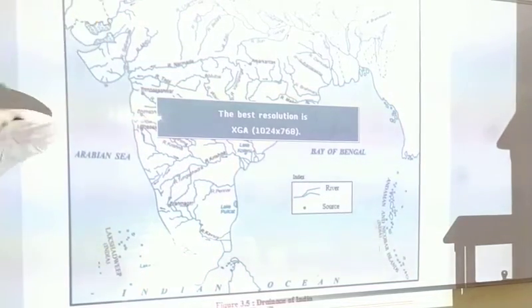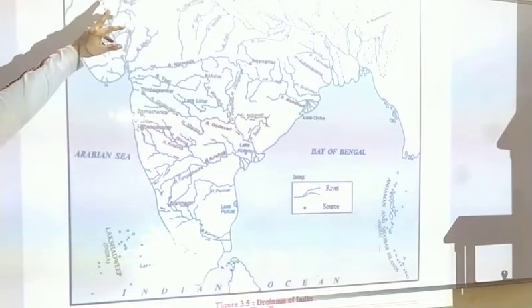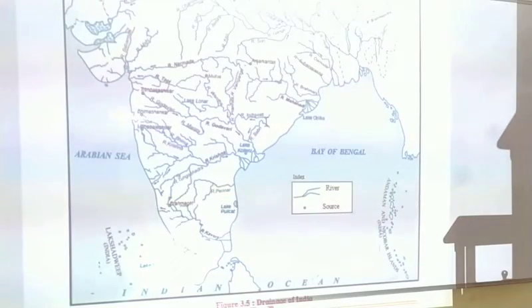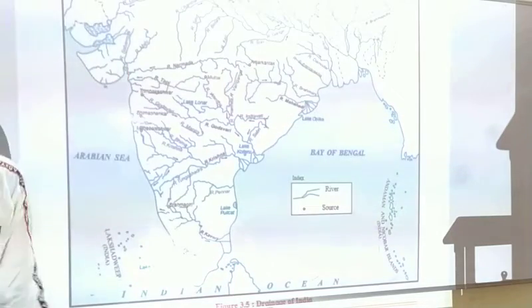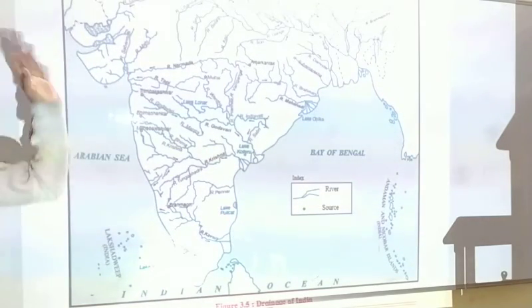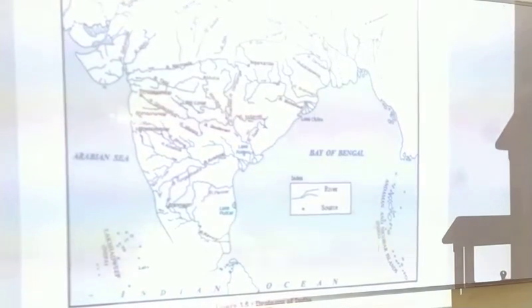Actually, river Luni originates in the Aravalli ranges and flows through Rajasthan. You might think it is close to Gujarat, but no, it directly meets the Rann of Kutch. You may call it the Gulf of Kutch, but we call it the Rann of Kutch.